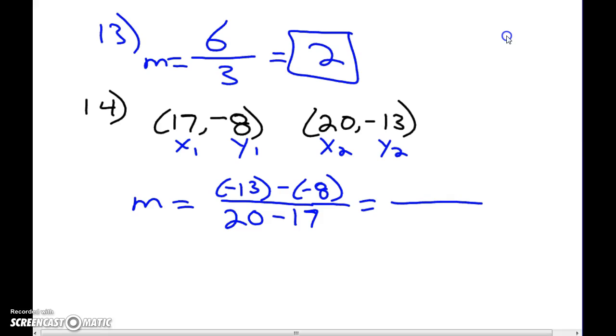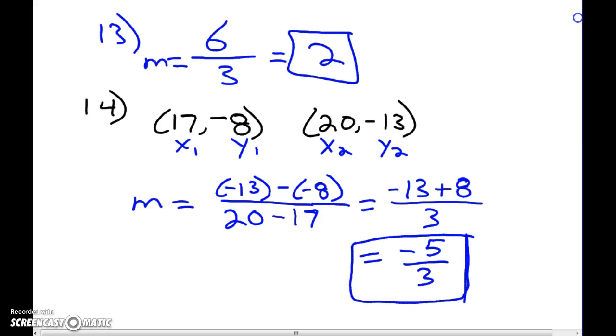Keep working with it. Equals, that's going to be negative 13 plus 8. 20 minus 17, I can go ahead and do that. That's going to be 3, equal to, need to work with the top a little bit. So working that out, it should be negative 5 in the numerator over 3. 15 I'm going to skip. It's worked the same way. Just watch your negative signs.